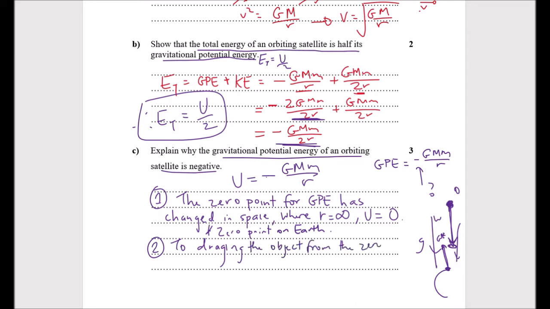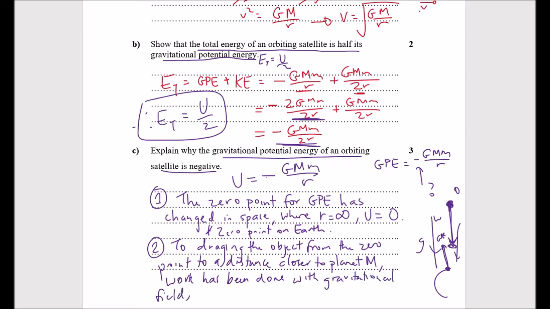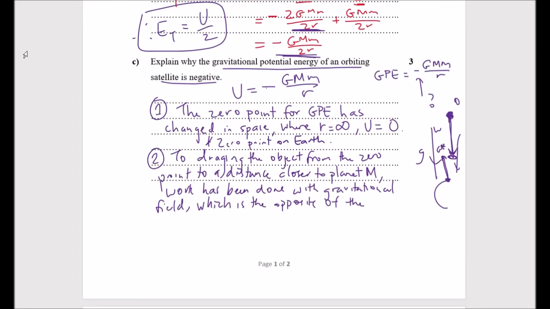So dragging the object from the zero point to a distance closer, with the work done by the gravitational field, is the opposite to the initial definition, U equals mgh, where that was work done against gravity.